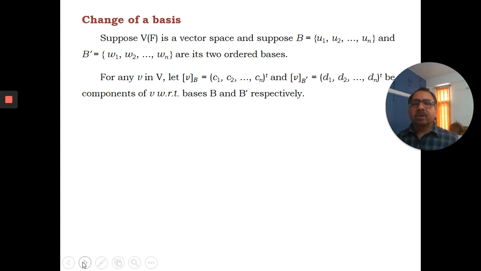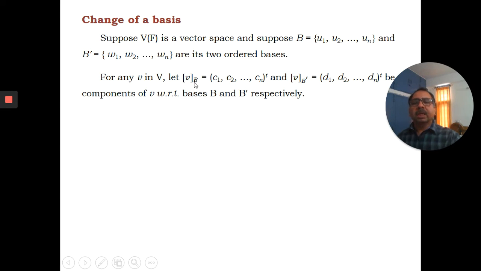Now come to a change of basis. Suppose V is a vector space over some field F and B equal to {U1, U2, ..., Un} is one basis and B dash equal to {W1, W2, ..., Wn} is another basis. Both are in some order. Let V be some vector in V and [V]_B is this column vector. I have written it in a row and this T is the transpose of this row. It means it is a column vector.